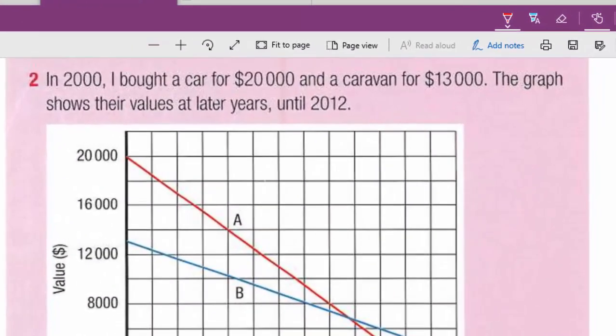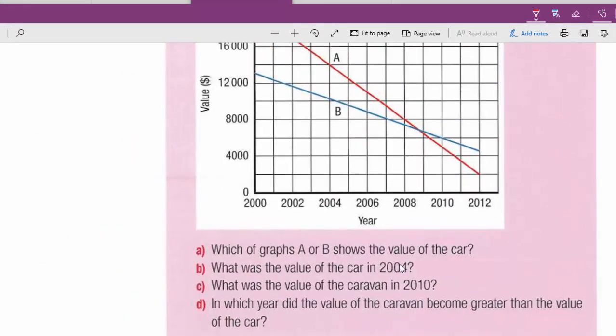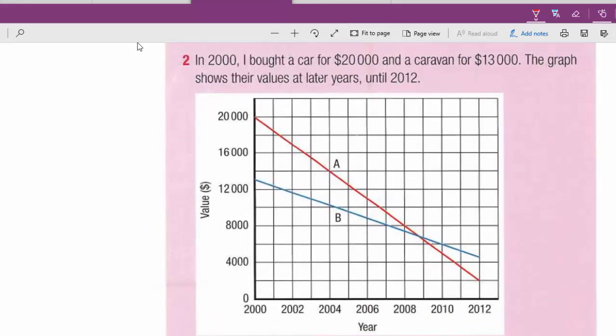Question 2. In 2000, I bought a car for $20,000 and a caravan for $13,000. The graph shows their values at later years until 2012. Now, which of graphs A or B shows the value of the car? The value of the car, as mentioned here, is $20,000. And graph A is starting at $20,000. So graph A is for the car and graph B is for the caravan.